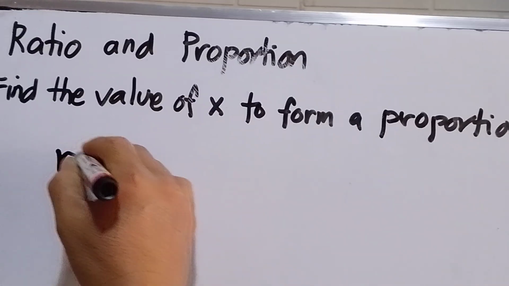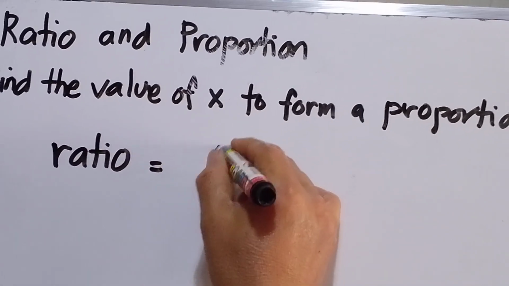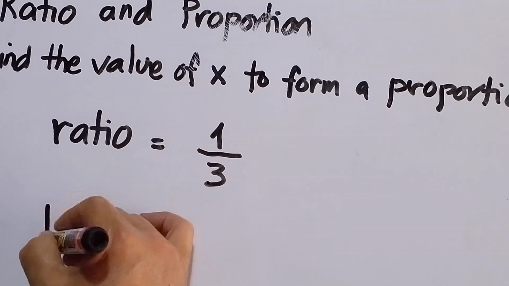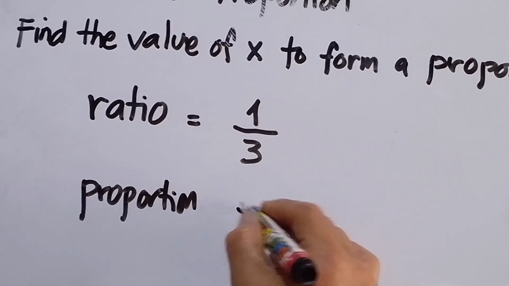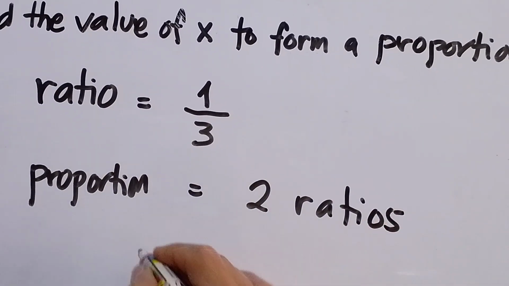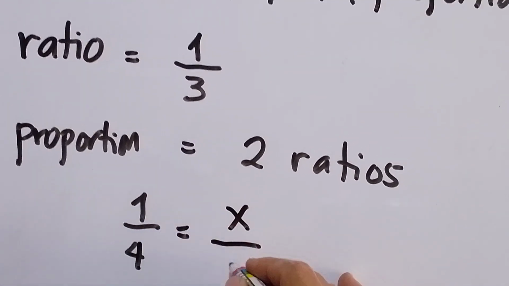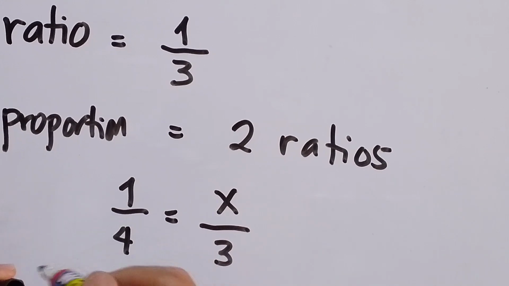Hello my viewers, my maths topic today is about ratio and proportion. When we say ratio, there is numerator and denominator. So we call this one a ratio. Proportion means there are two ratios. For example, 1 over 4 is equal to x over 3. So that's proportion, and then we use the equality symbol.